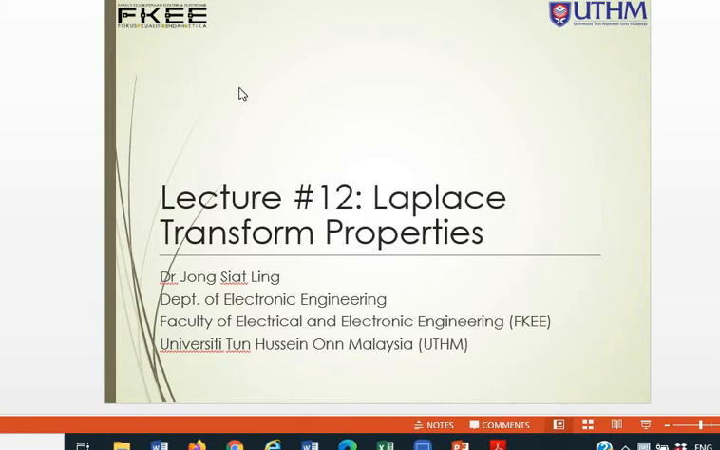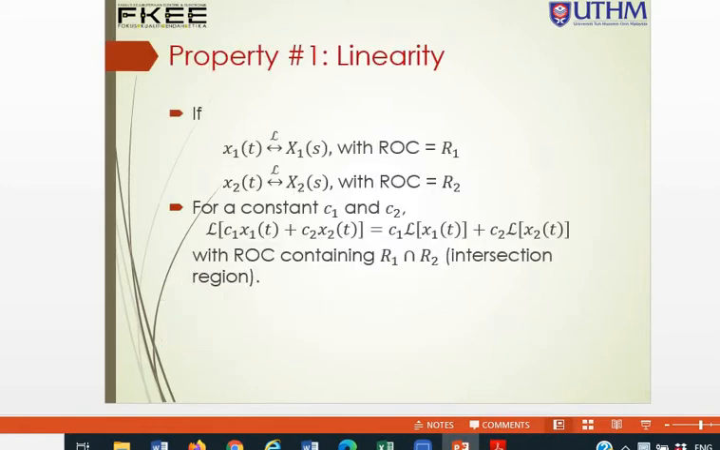Hi, good morning everyone. Today I would like to share with you Lecture 12, Laplace transform properties. Okay, now let's look at the first property, that is linearity.